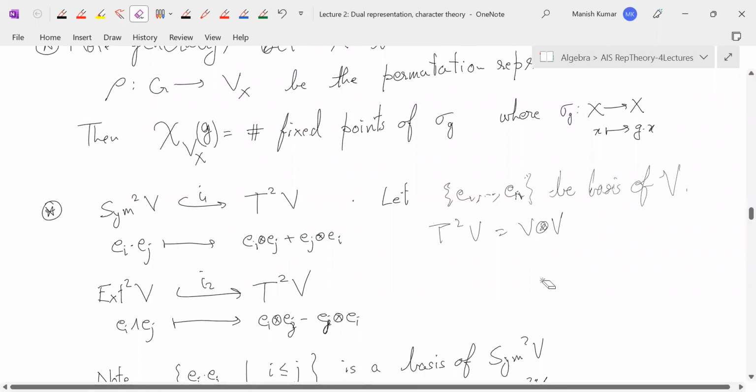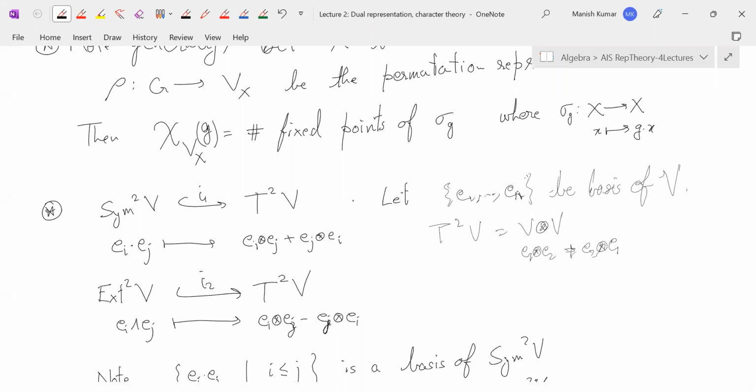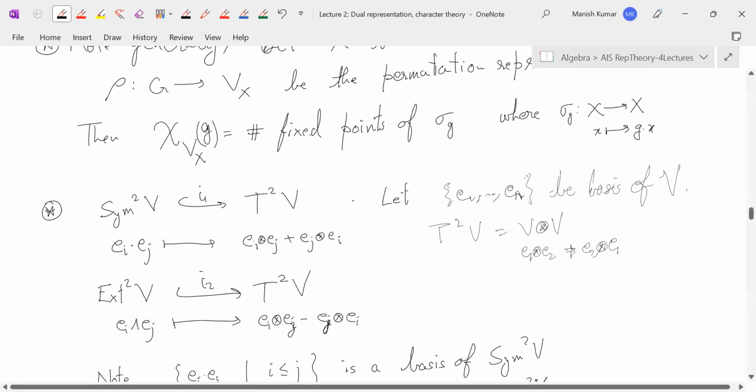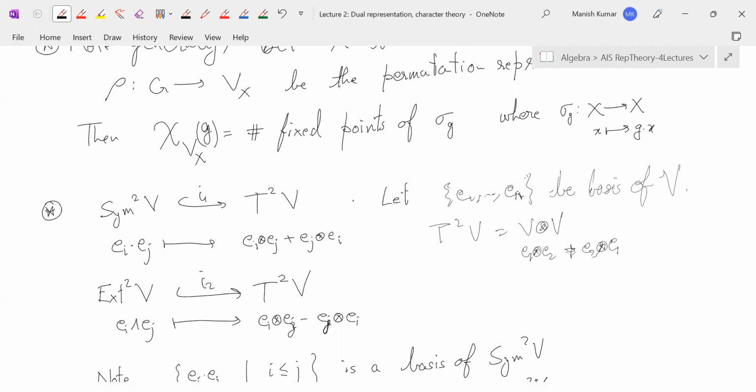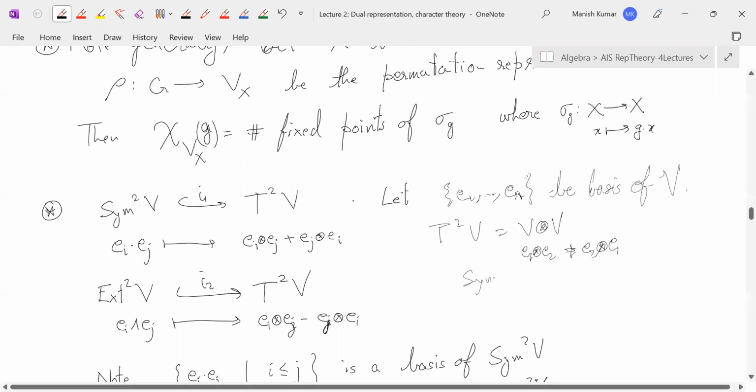So E1 tensor E2 is not equal to E2 tensor E1. It's a different element. These guys are linearly independent, so they form a basis. So Sim2V is a quotient: what you do is quotient out by these relations, because you want to make them the same. That is the definition of Sim2V.